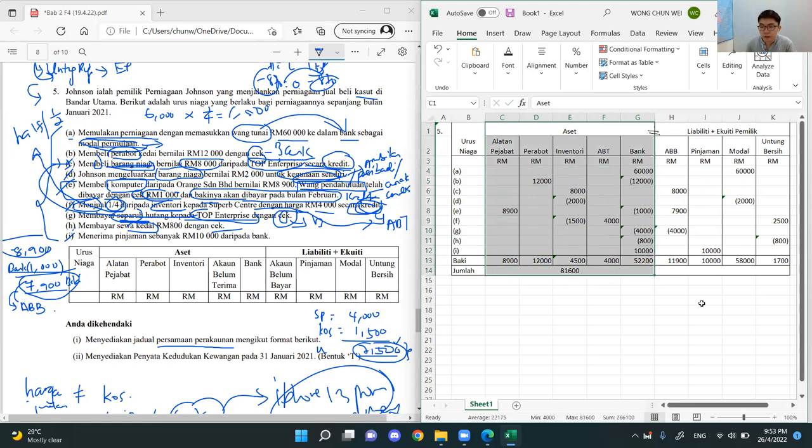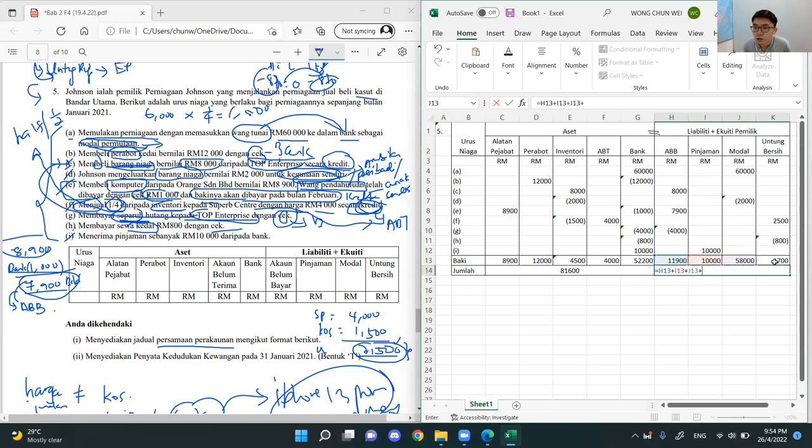Okay, now what about this part? The liability plus equity. Same thing, you add up. So you got 11,900 plus the 10,000 from the pinjaman plus the 58,000 from your modal. And lastly, you plus 1,700 from your untung bersih. And let's see what it would be. It would be 81,600 as well. Can you see or not?